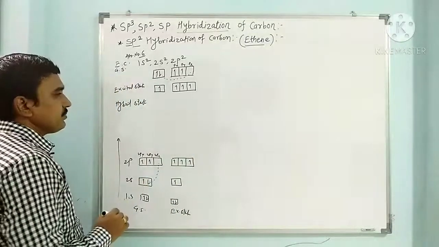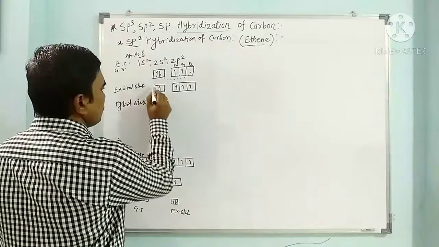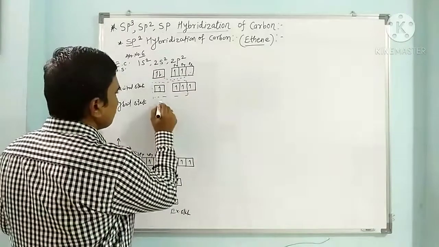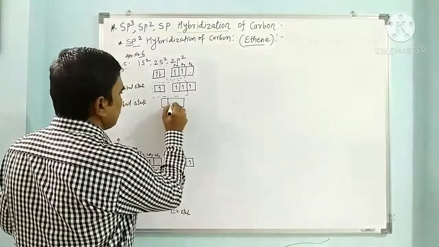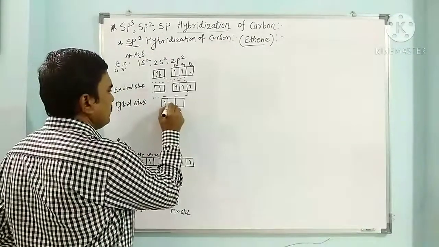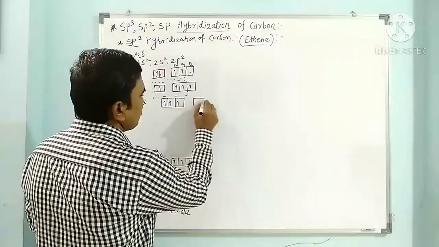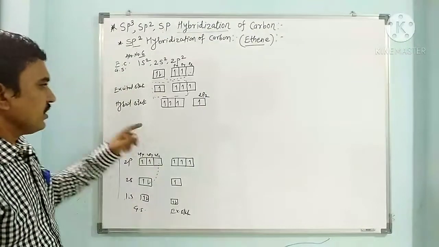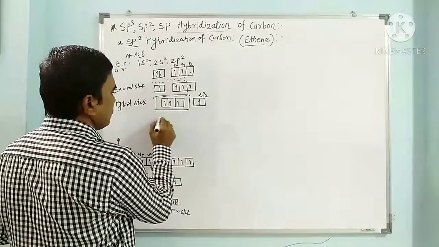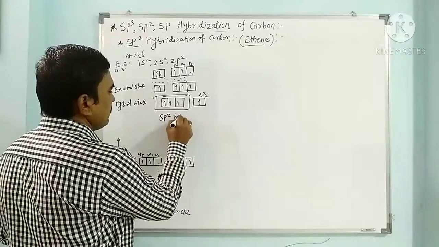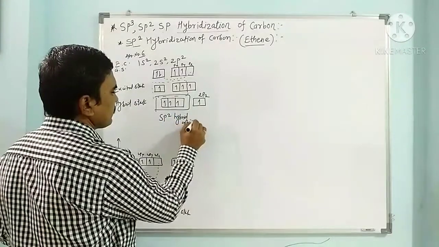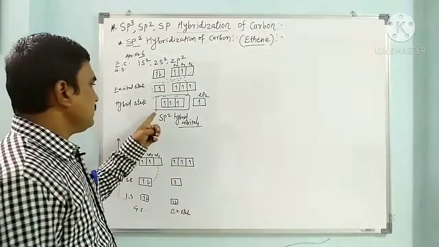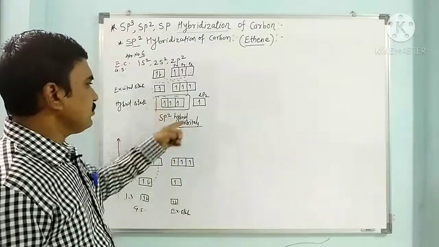Now in the hybrid state, what happens? This 1 and these 2 undergo mixing. When they undergo mixing, they form a new set of 3 orbitals, 1, 2 and 3, while this one, which we can consider 2pz, is left. So these are the sp2 hybrid orbitals. These 3 sp2 hybrid orbitals are formed when 1s and 2p undergo mixing and form a new set of orbitals.